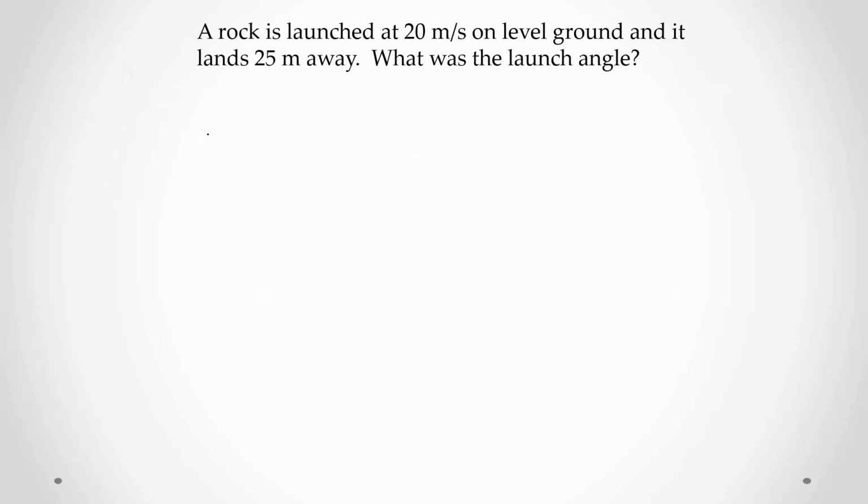Okay, so first example, a rock is launched at 20 meters per second, level ground. Ooh, look at that fancy word. And it lands 25 meters away. So we will diagram this in case you can't picture it. Level ground, 25 meters from here to here. And we want to know the launch angle. Initial velocity was 20 meters per second. So you can set up this table to organize all your information as I go over in my high school physics videos.